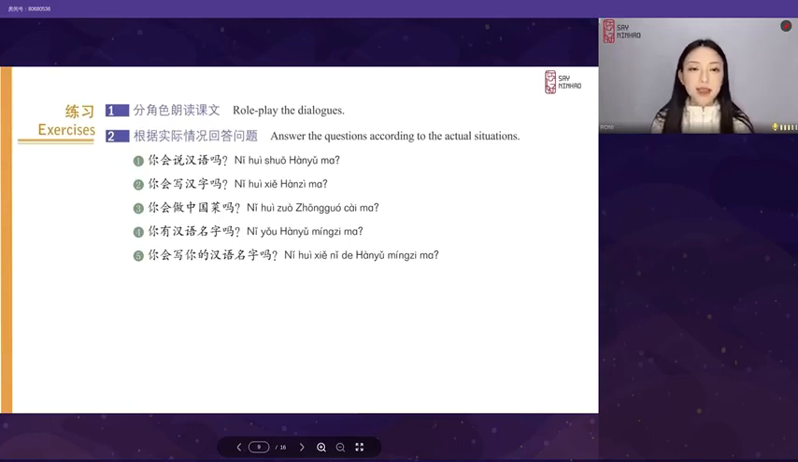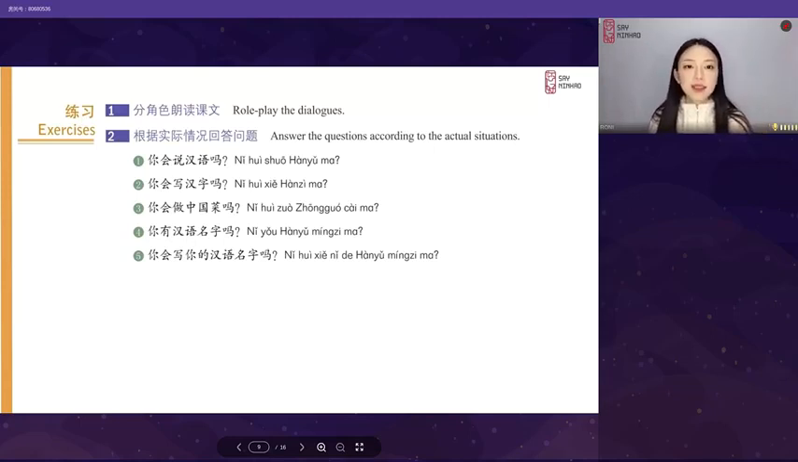你会说汉语吗? 你会说汉语吗? Try to answer it. Okay, 你会说汉语吗? This means, can you speak Chinese? So the answer is 我会说汉语 or 我不会说汉语. But since you've already learned 5 lessons, you already can speak Chinese, right? So, 我会说汉语.